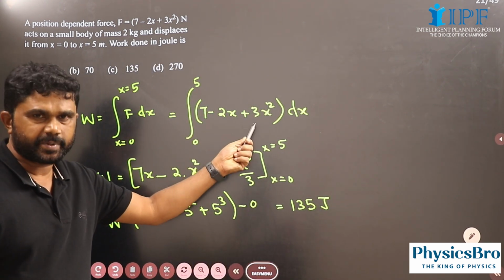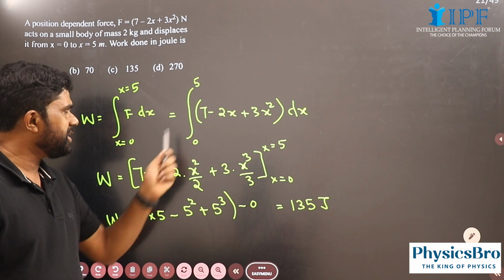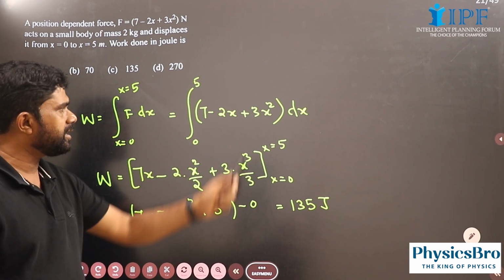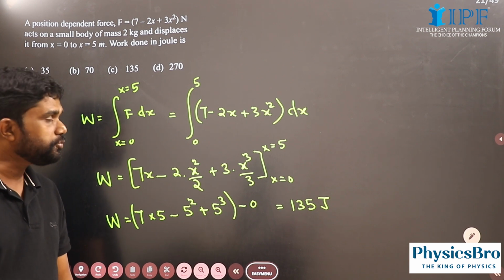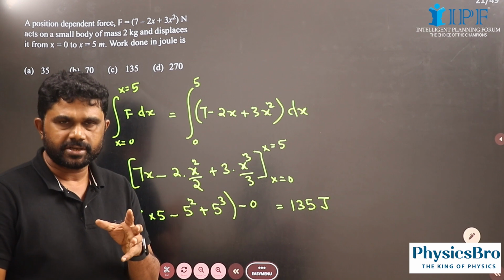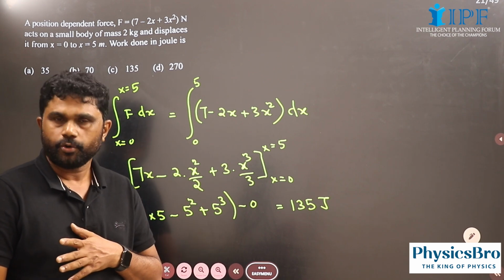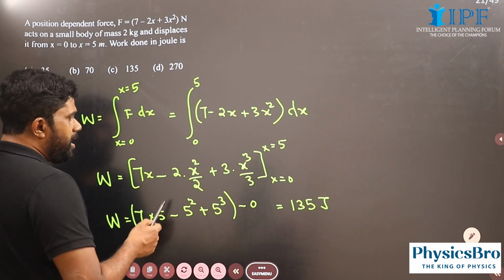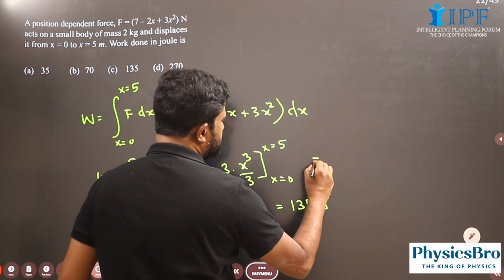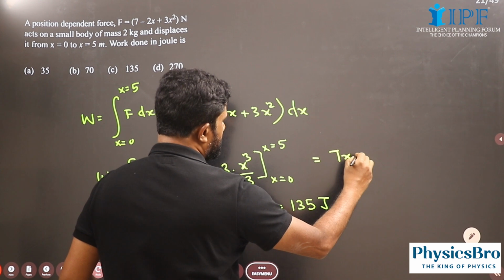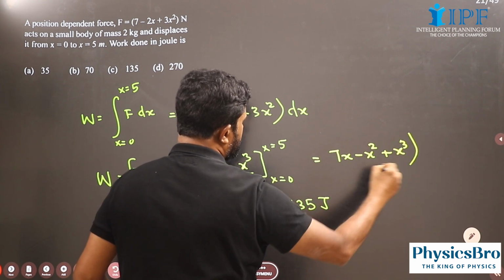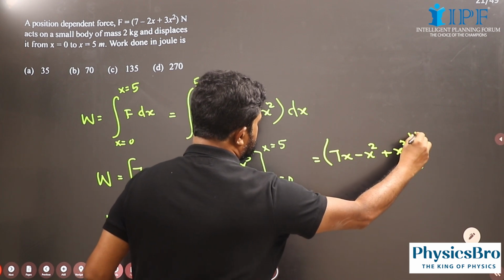This is the expression for the force. So the integral of 7 will be 7x, integral of 2x will be x square, and integral of 3x square will be x cube. When you evaluate it from 0 to 5, how do you evaluate? 0 is called the lower limit and 5 is called the upper limit. See, we have this equation 7x minus x square plus x cube. This is to be evaluated from 0 to 5.